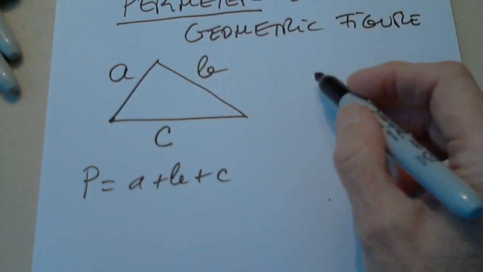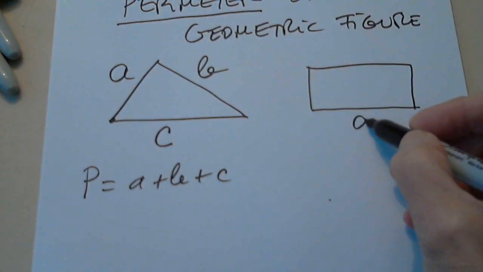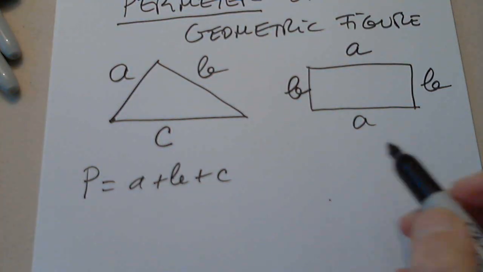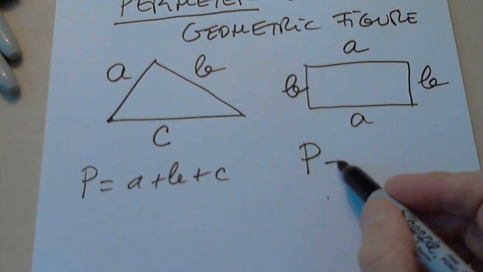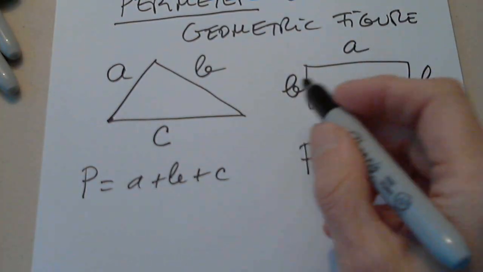What about a rectangle? A, B, and B. The perimeter of a rectangle is twice A plus twice B.